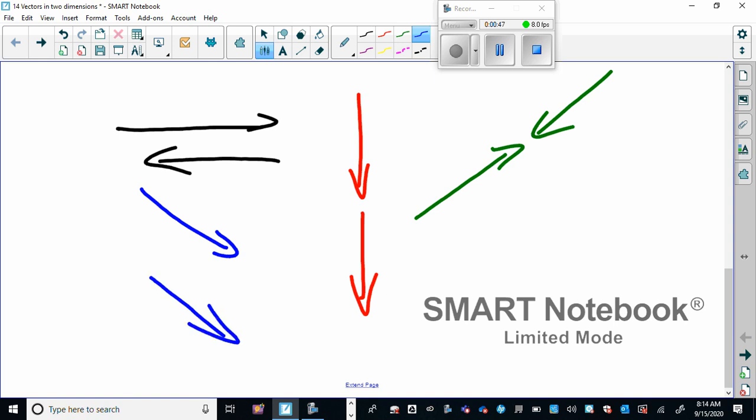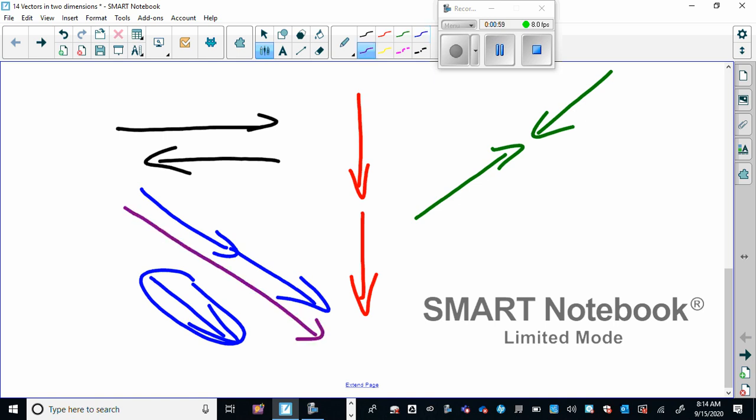So those are all along the same line, and you can add those. For example, that blue one, I can just take the blue one and put it tip to tail, and then the resultant is tail, tail, tip, tip. Okay, so those are all on the same line. They can be left, right, up, down, diagonally, as long as they're on the same line.